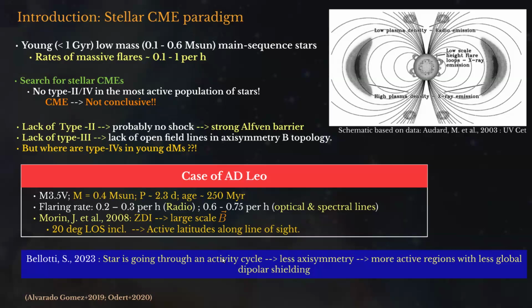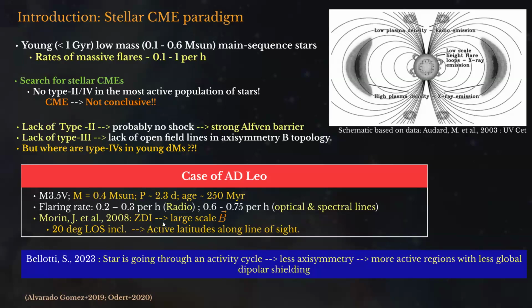And recent studies have been showing that the star is probably going through an activity cycle, because its dipolar shielding has been weakening. It used to be about 90% predominantly dipolar, but since around 2019 it has been dropping to 70% and so on. And being solar physicists, that's good news. We know that it's a magnetic activity cycle, right? So probably there are more active regions on the star.